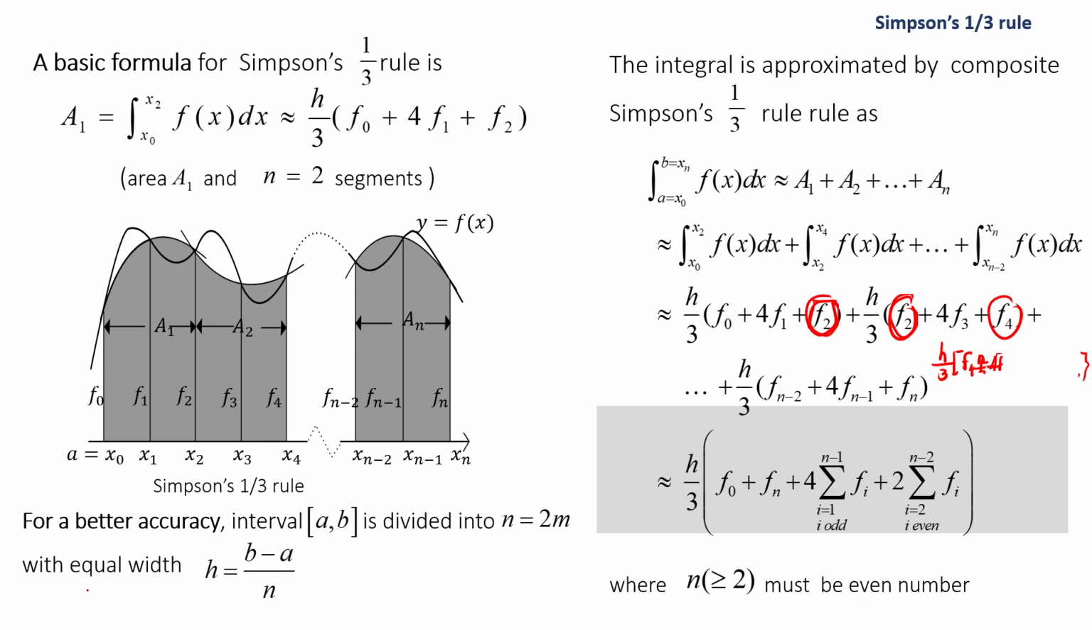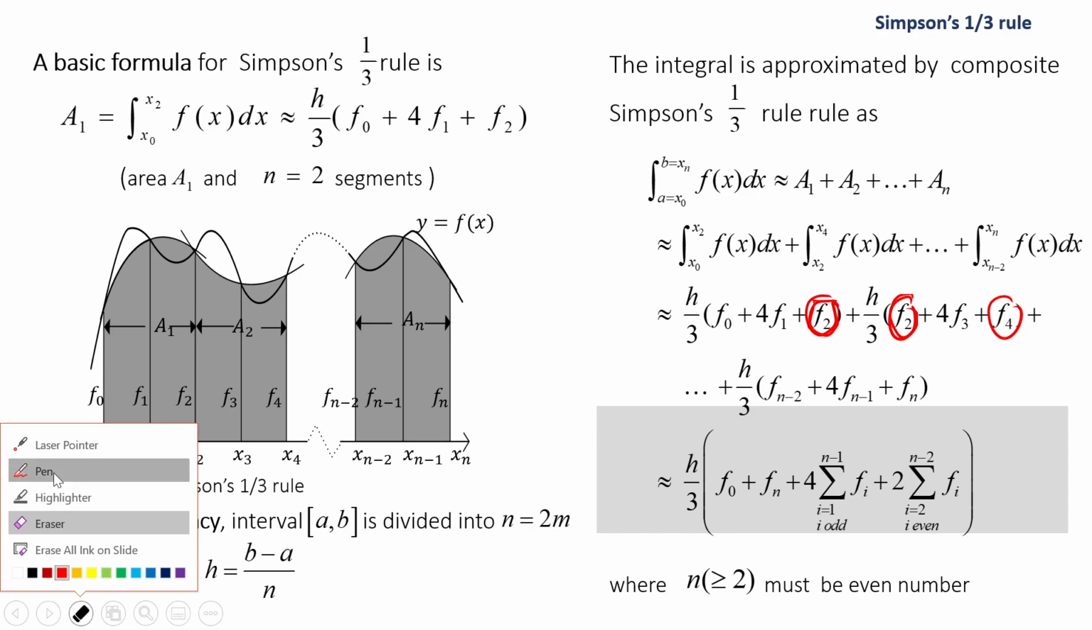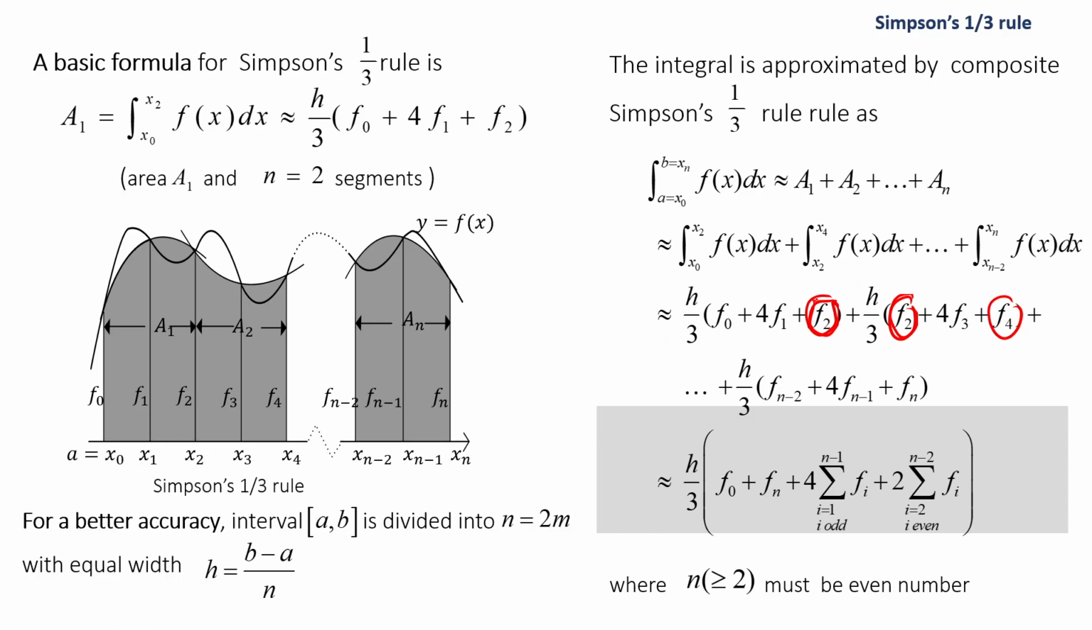Why so? Erase. Not 4. Here. Where is the section A3, h over 3, here is f4 plus 4 times f5 plus f6, and so on.